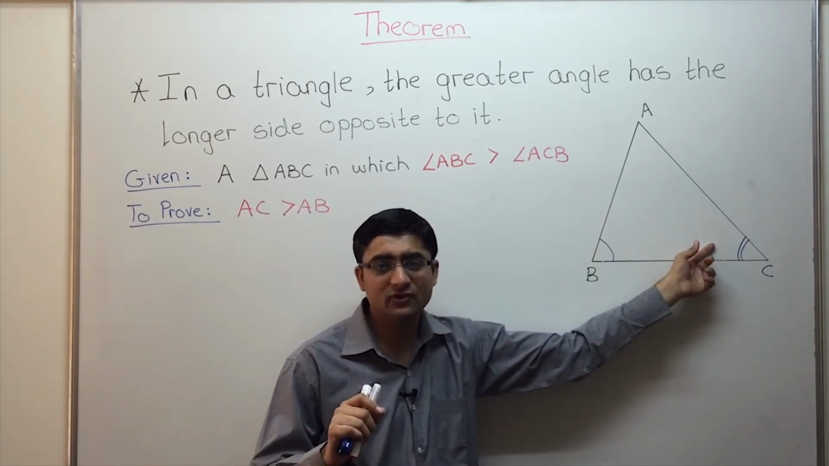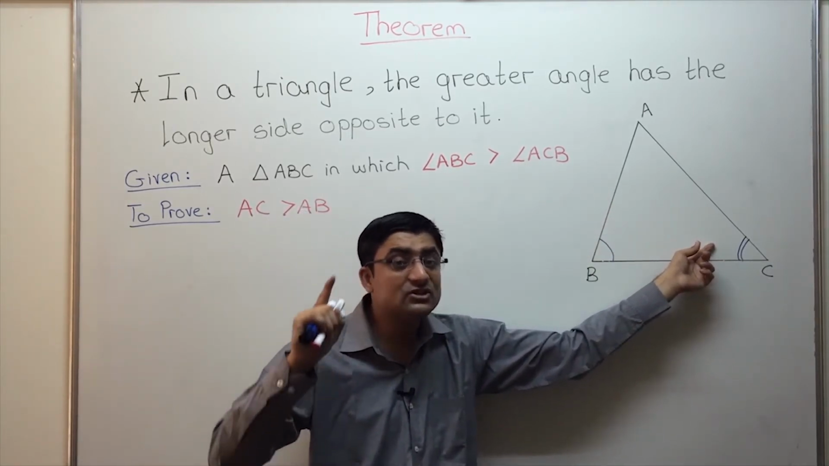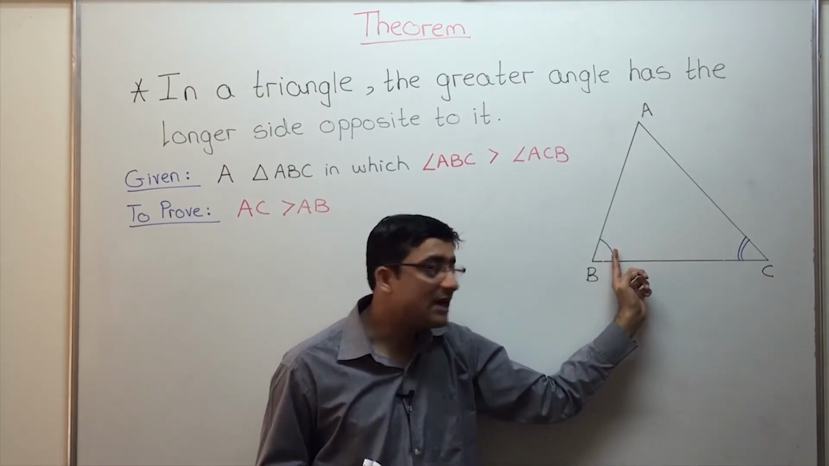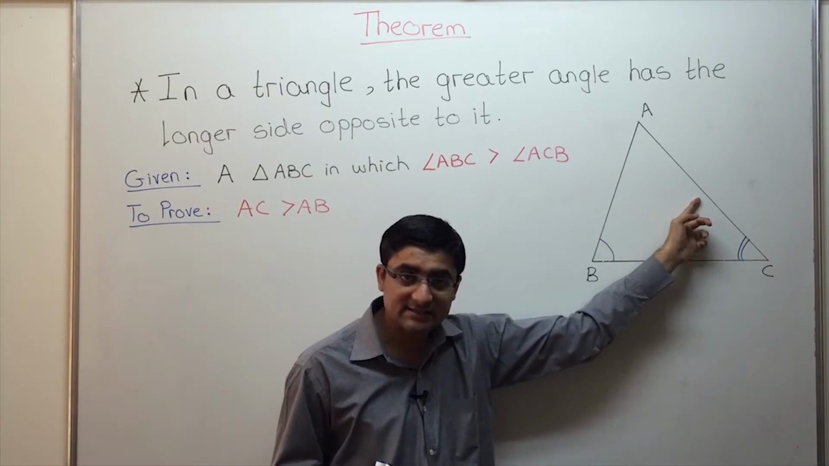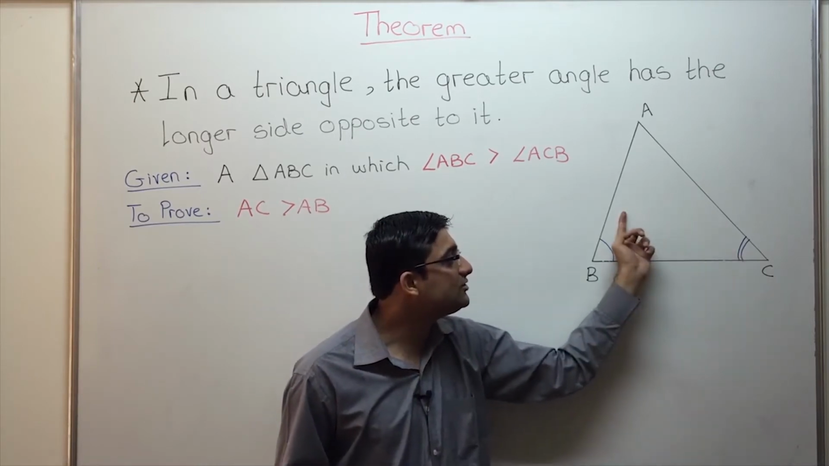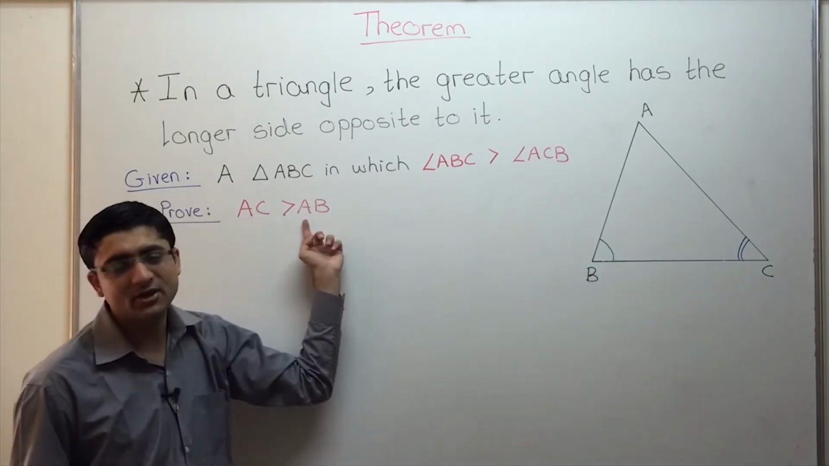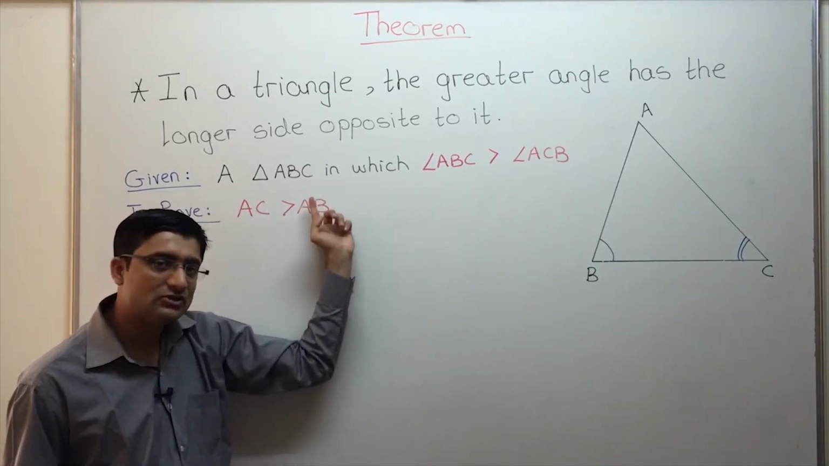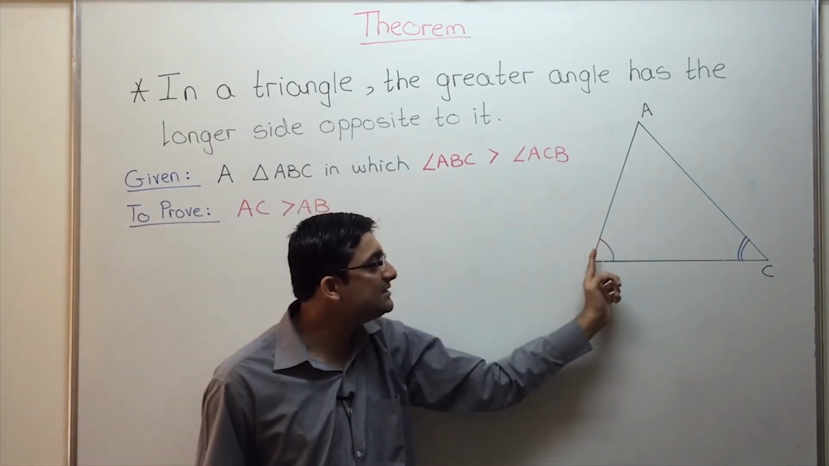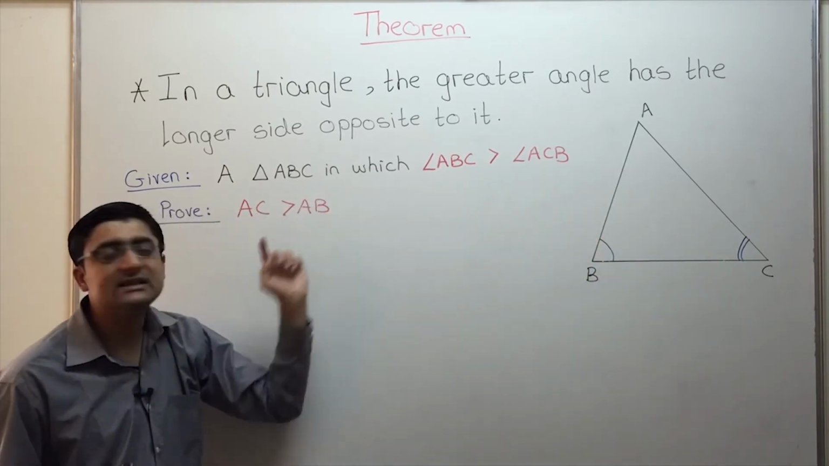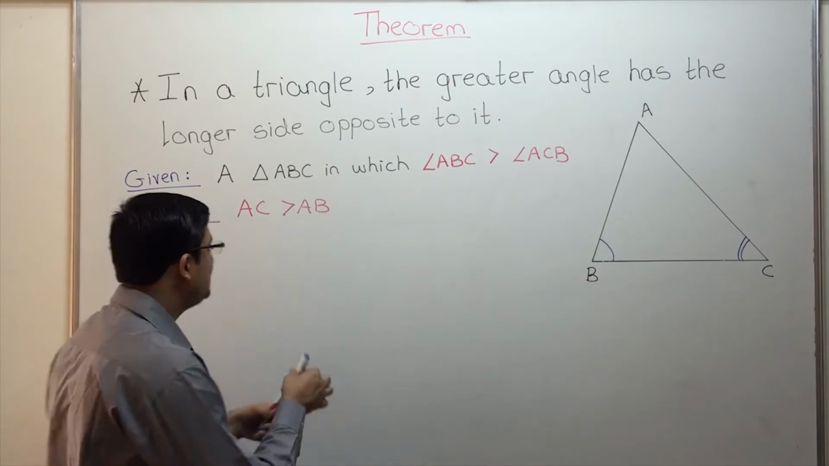So now what do we have to prove? We have to prove the side opposite to the bigger angle is longer. So which is the bigger angle between these two? This. That means the side opposite to this, that is AC, has to be longer than the side opposite to this, that is AB. So what do we have to prove? AC is longer than AB. So always write down given and to prove. What is given to us? A triangle ABC in which we have assumed this angle is bigger than this. What do we have to prove? AC is longer than AB. So now let's begin with the proof.